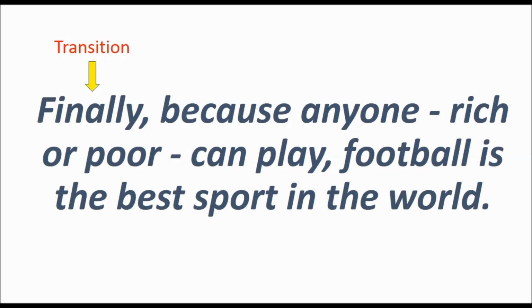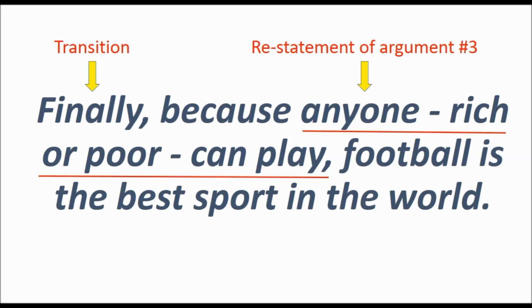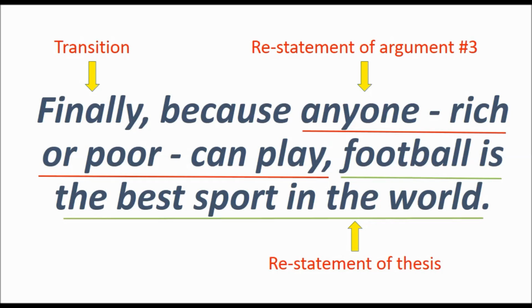We can also flip part of this topic sentence, and it sounds like this. Finally, which is our transition, because anyone rich or poor can play, football is the best sport in the world. You can see here, anyone rich or poor is our argument 3, and football is the best sport in the world is the restatement of the thesis. All the pieces are there, we've just changed the order of it a little bit, but it's still a great topic sentence.